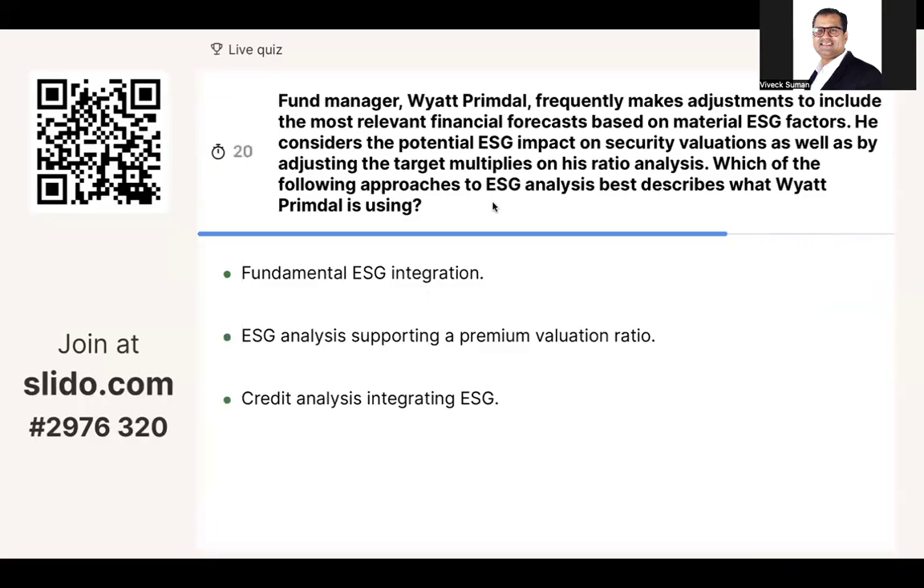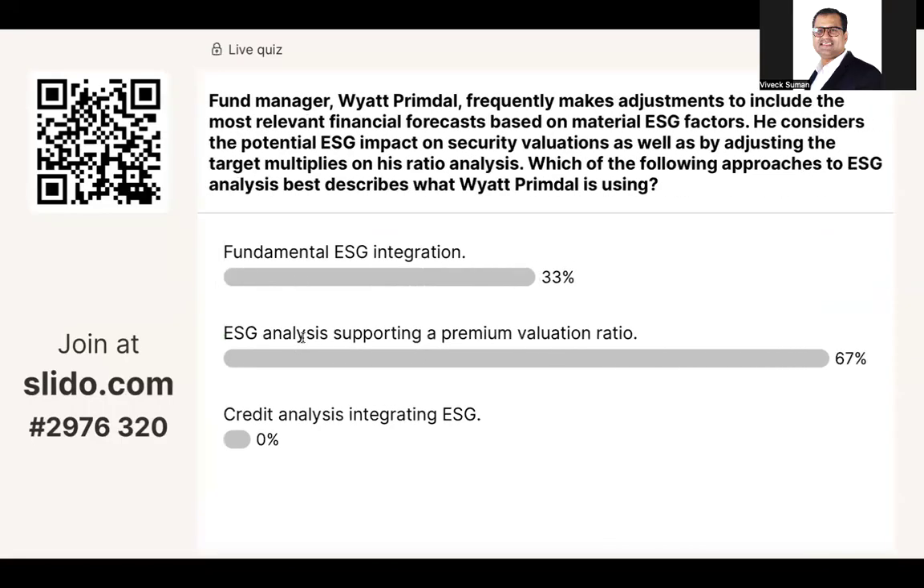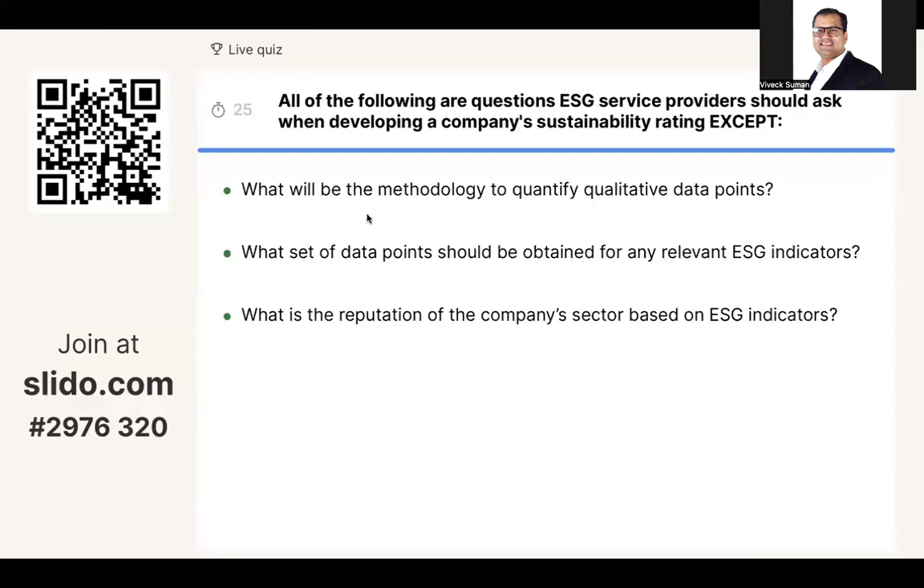Just talking about a fund manager, which is White Pyramid, Primedal. They frequently make adjustment to include most relevant financial forecast based on the material ESG factor. So they change the numbers there frequently. Which analysis they are doing? Fundamental ESG analysis supporting the premium valuation ratio or credit analysis? Of course, they are doing fundamental ESG analysis when they are trying to change the material ESG factors. Next question, Nilesh.